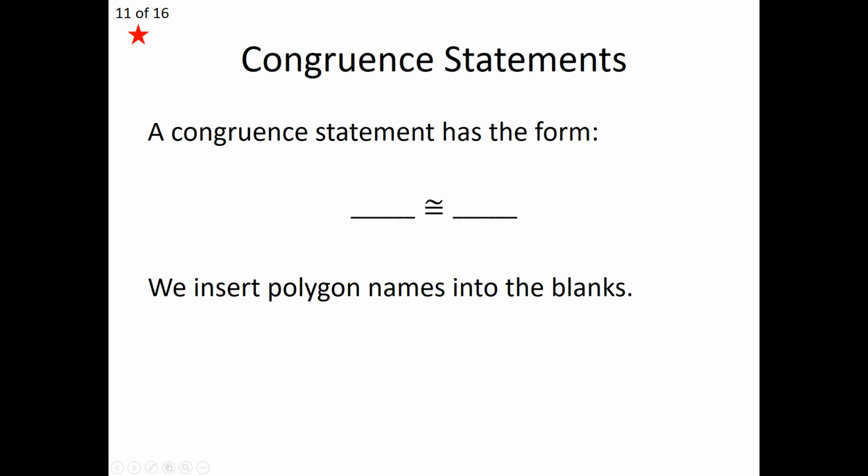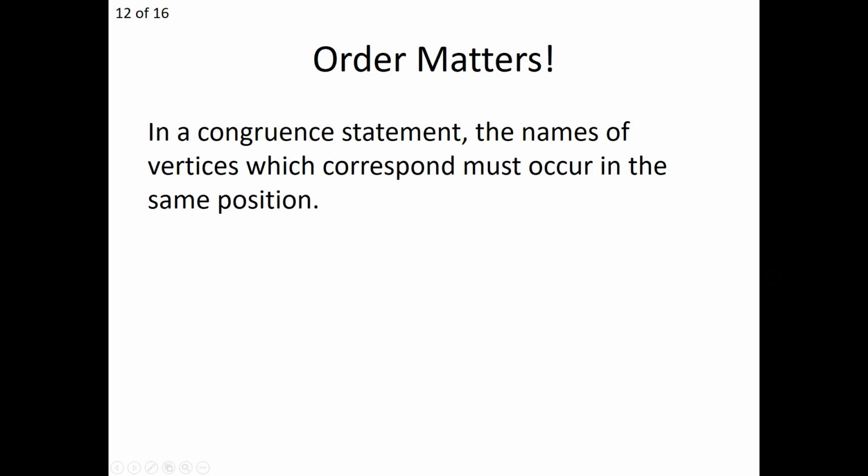So when we bring our polygons together and we put this congruent symbol in between them, we simply name the first polygon on the left and give the name of the second polygon on the right. However, when we place names of those polygons in there, we must consider the order of the names. Let's talk about that a little bit.